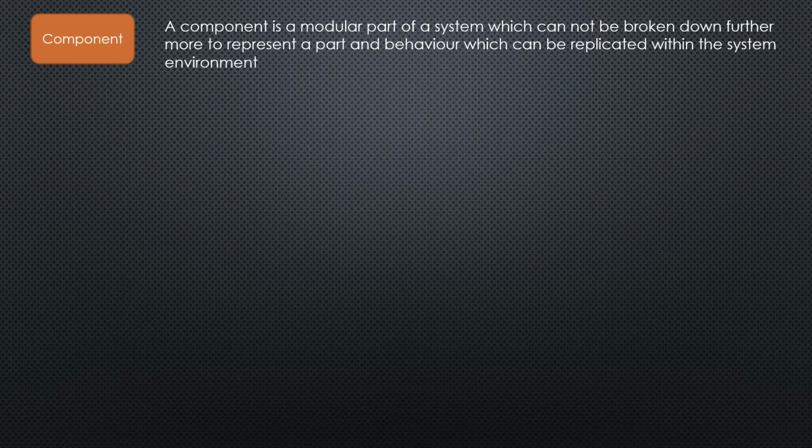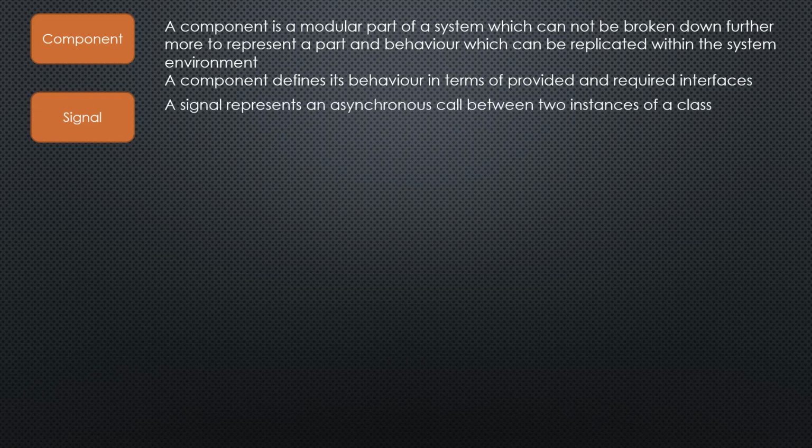And we have the component. A component is a modular part of a system which cannot be broken down furthermore to represent a part and behavior which can be replicated within the system and environment. A component defines its behavior in terms of provided and required interfaces. Signal. A signal represents an asynchronous call between 2 instances of a class. You will use signals if you need to describe the various messages.